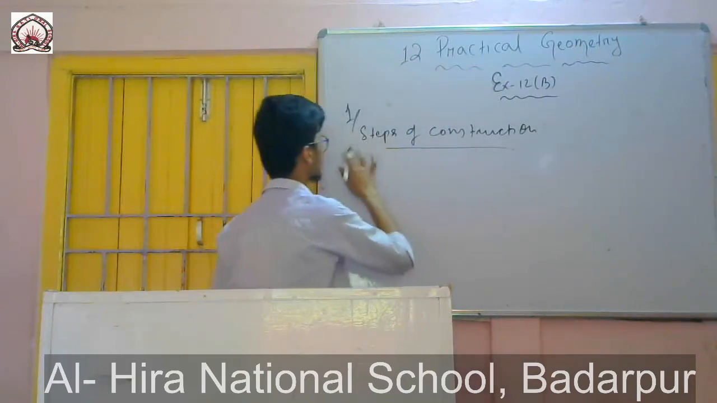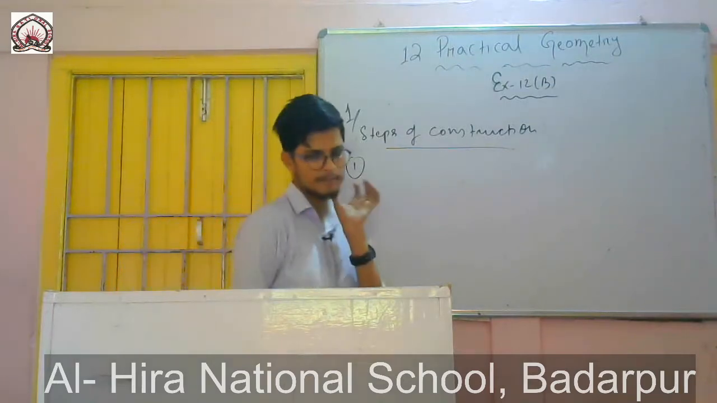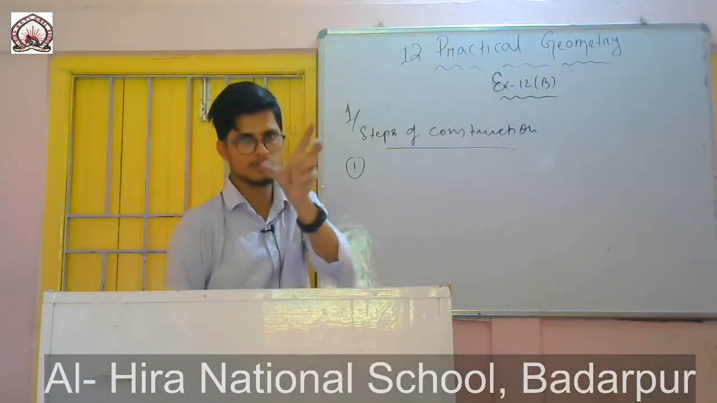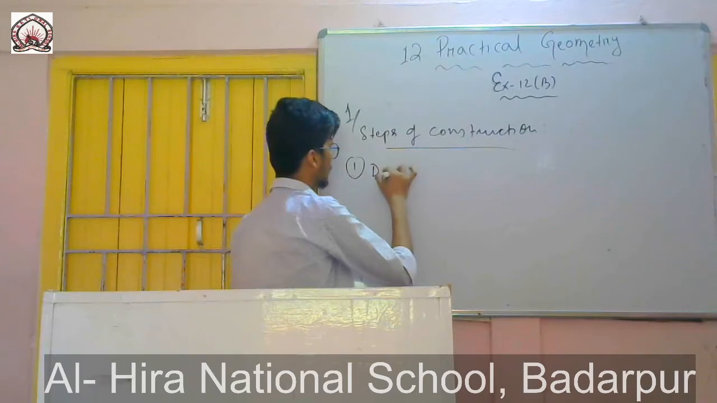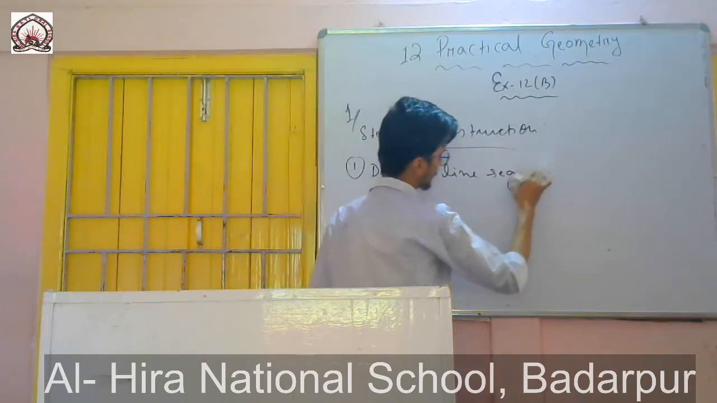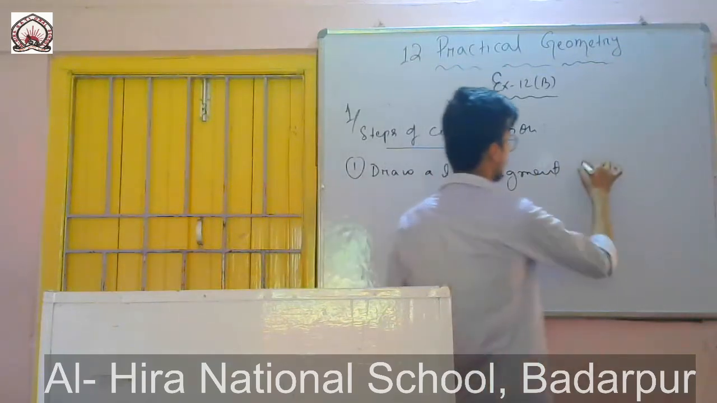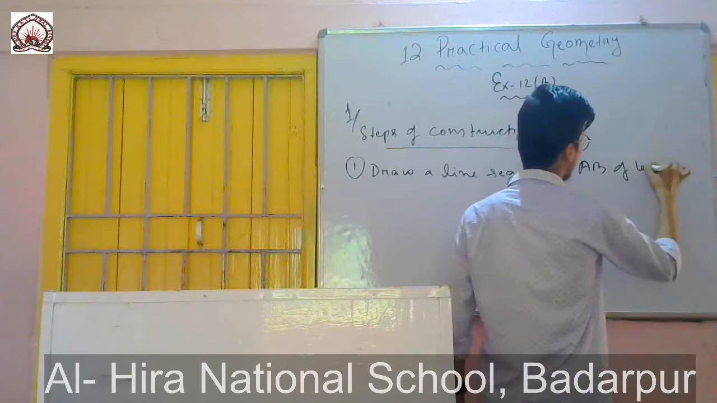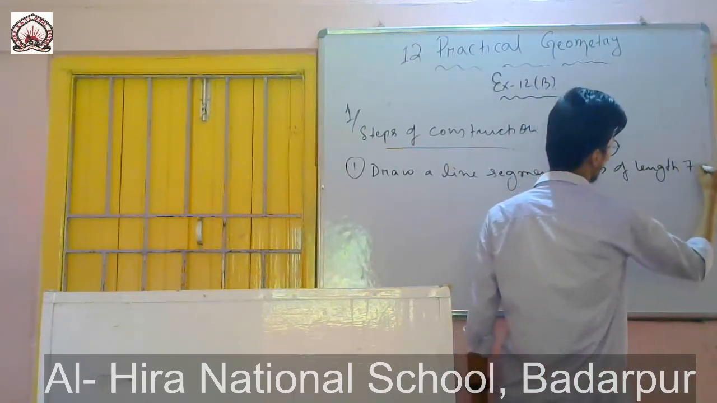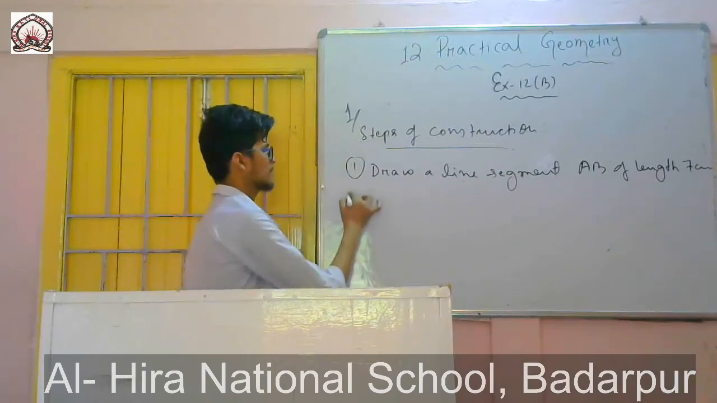Steps of construction. So first of all, what we did, we draw a line segment AB of length 7 centimeter. First of all we draw the base. So I will write, draw a line segment AB of length 7 centimeter.